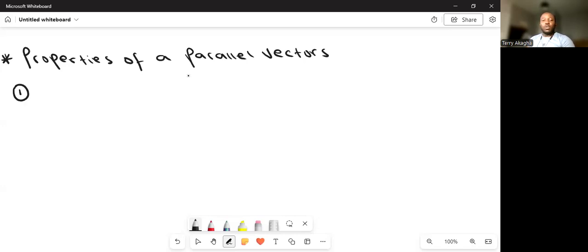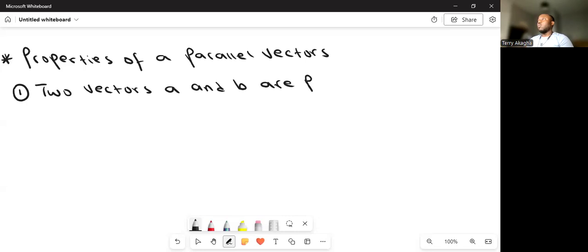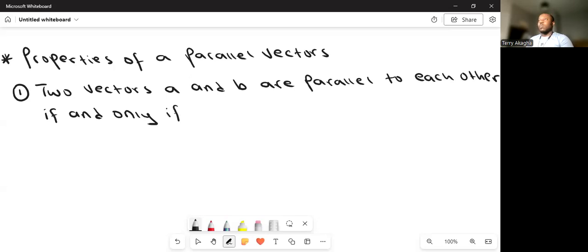Number one, the first thing you need to know is that two vectors are parallel if and only if there is a scalar multiple. So two vectors A and B are parallel to each other if and only if A is equal to kB, where k is a scalar.